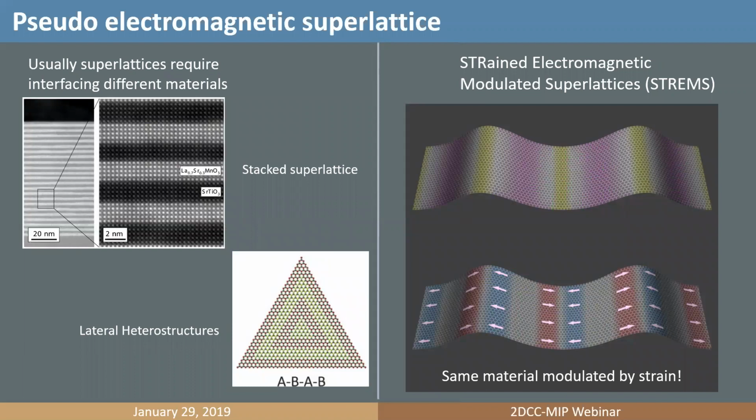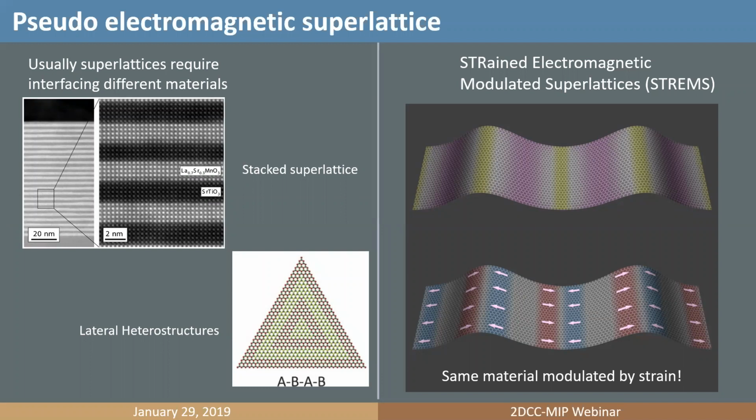Now, what is happening in this case is this. We are creating a superlattice of electric and magnetic fields. Generally, when people create superlattices, they interface different materials with each other. And at the interface, where the electrons are subjected to potentials from different materials, the electrons have some interesting electronic properties. So this is one example of a stacked superlattice, an oxide superlattice. Or similarly, here is a lateral heterostructure where two materials, A and B, can be anything. And at the interface, something interesting happens.